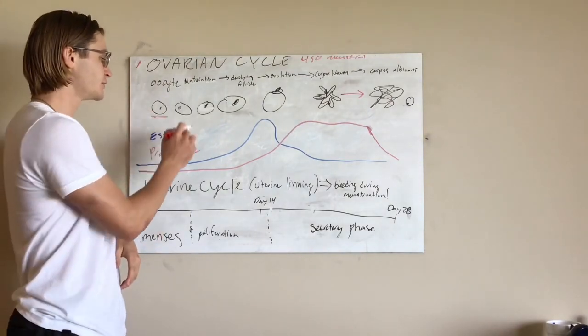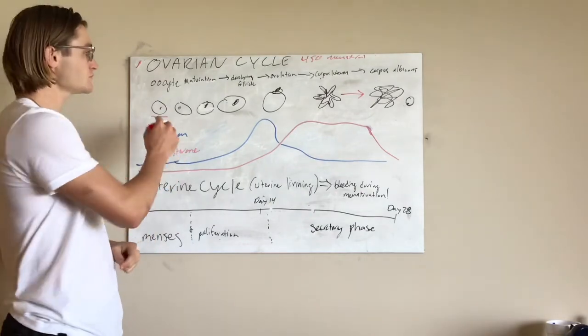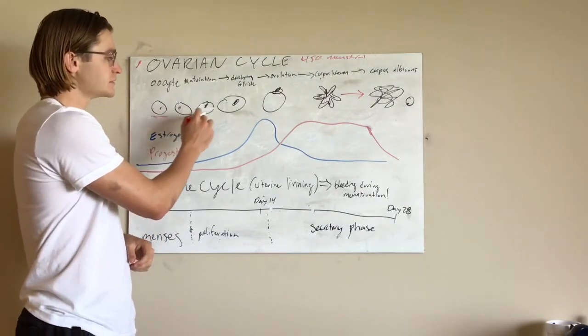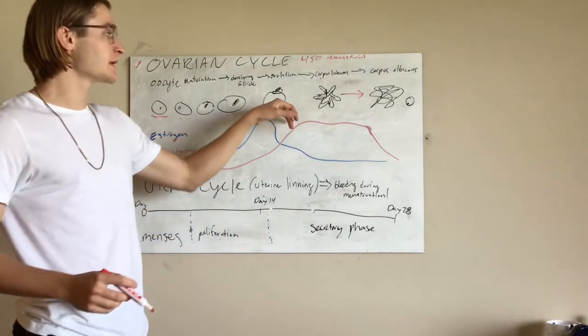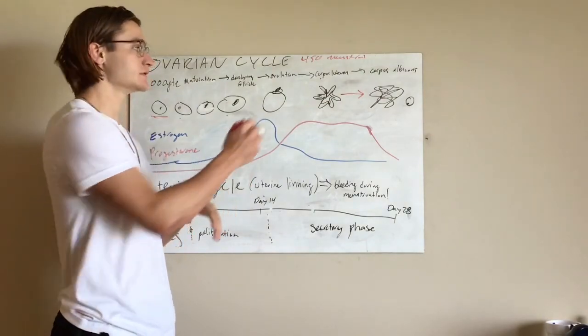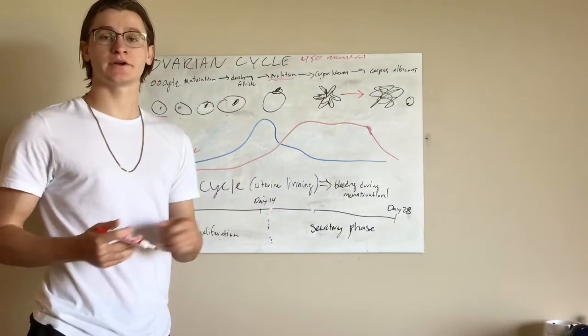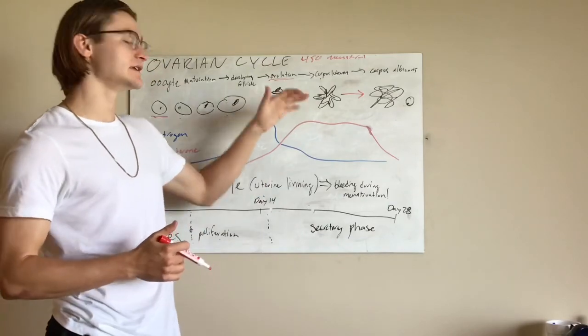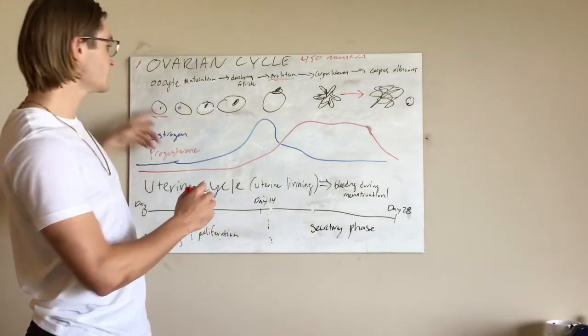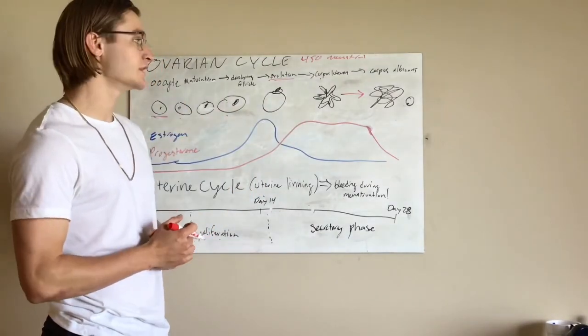So we start with the premature follicle, and then the follicle is developing, getting a little bit bigger, and then it's finally going to be ovulating. So this is a prime time for trying to get pregnant. It's usually about day 14. So if we started here at day 0, this would be about day 14, ovulation.